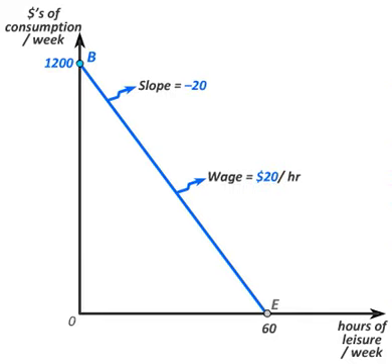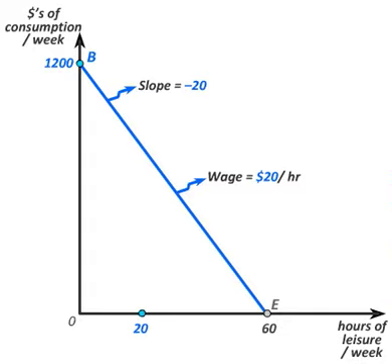The slope of this budget constraint is minus 1,200 divided by 60, or minus 20. In other words, the slope is the negative wage. This makes intuitive sense in the following way. For every 1 hour of leisure that this worker consumes, he's giving up $20 worth of consumption because he's not getting paid the $20 for that hour that he could have made. The opportunity cost of the good on the horizontal axis, leisure, is therefore the wage that is given up by consuming that leisure.